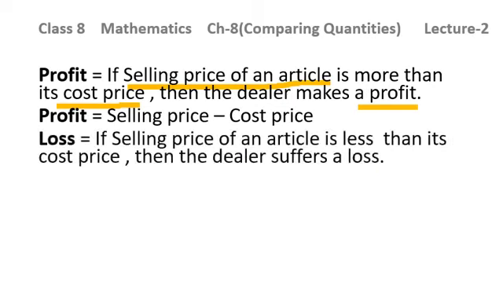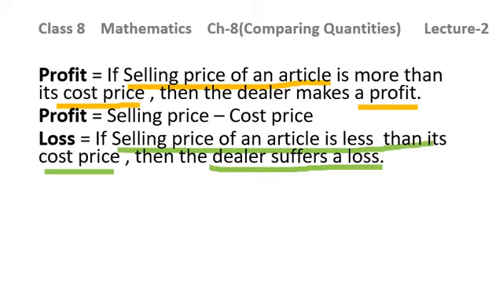Coming to loss, if the selling price of an article is less than its cost price, then the dealer suffers a loss. For example, if you purchase an article for rupees 100 and sell the same article to your friend or to anyone for rupees 80, then the cost price is rupees 100 and the selling price is rupees 80. Selling price is less than cost price, so you will have a loss of rupees 20.